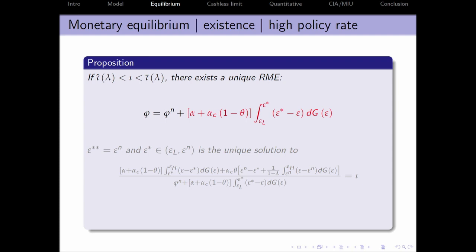All I'm saying is now there's two thresholds: the epsilon double star for the investor with access to credit, and the epsilon single star for the investor without access to credit. It's pretty simple to solve for them, so I'm not going to dwell on that.